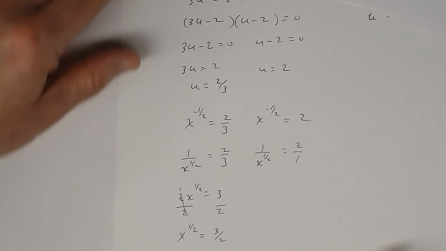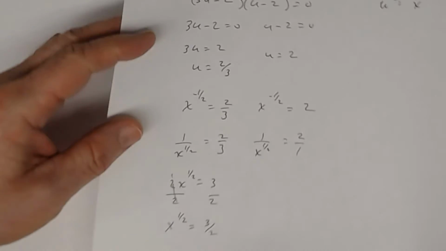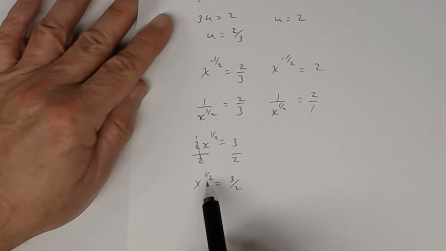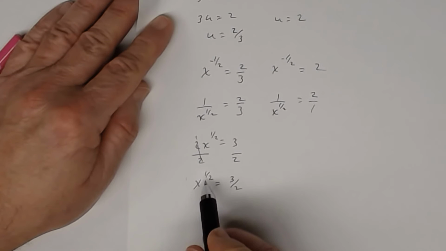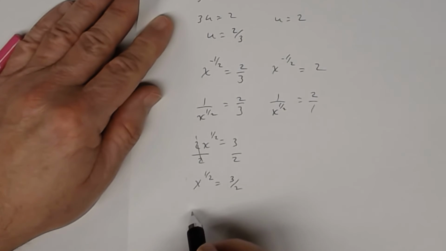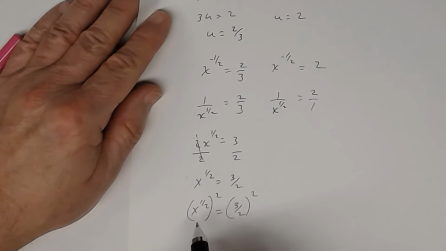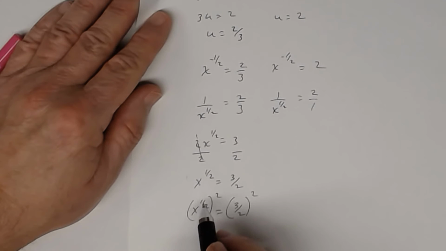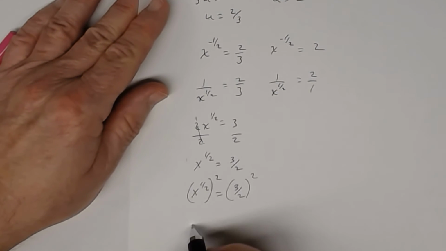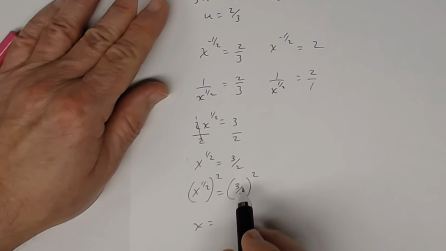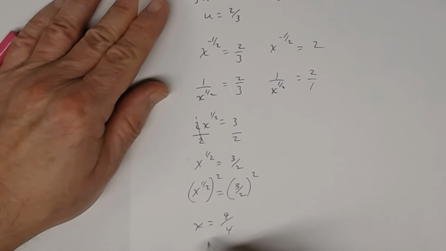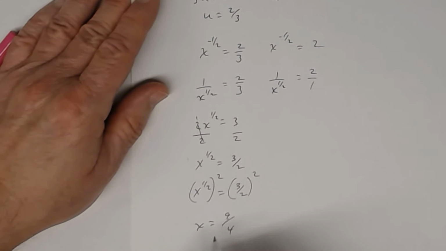And then remember, you've got to now solve for x. So we now have x to the 1/2. To get that exponent to be a 1, I'm going to go ahead and rewrite this over. I'm going to raise both sides to a power that is the reciprocal of the exponent. The reciprocal of 1/2 is 2. So now 1/2 times 2 is 1. So I get x, and then 3 halves squared. 3 times 3 is 9, 2 times 2 is 4. Okay? All right, so that's what I get so far.